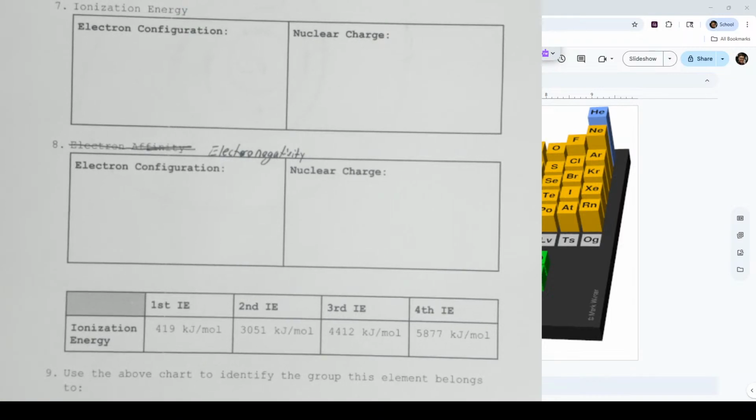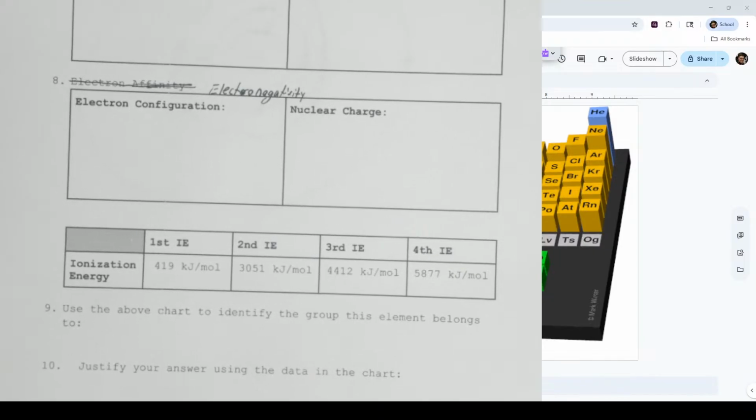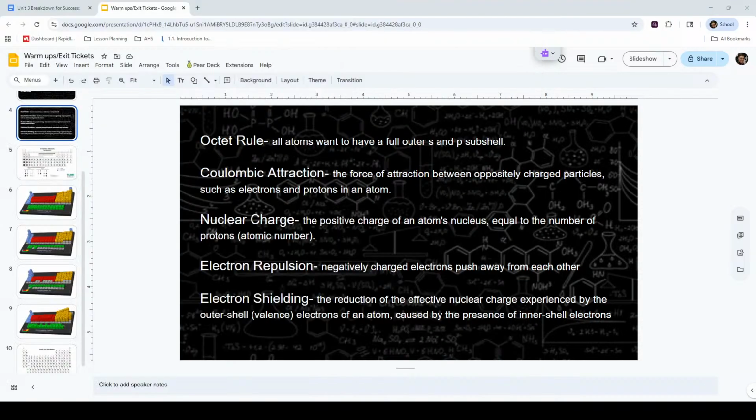And then nuclear charge again. Fluorine has one more proton than oxygen. It has two more protons than nitrogen. So since it has a bigger nuclear charge, it has more power to attract that electron. I hope these questions are getting answered for you by talking about the definitions that I identified at the beginning.